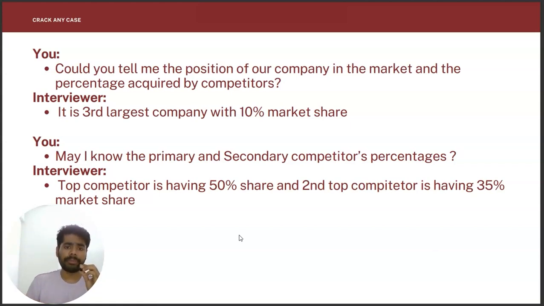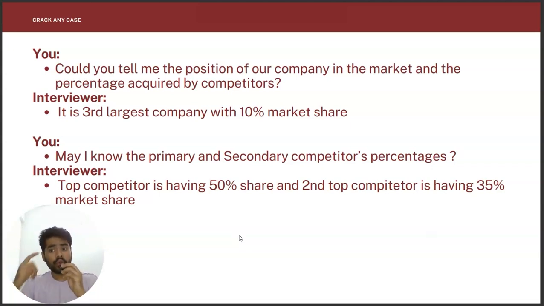So he will say the top competitor is having 50% market share. He is the big shot. And the second top competitor is having 35% market share. He is also a big shot. Now, by saying this, immediately the thing that you are going to think is how to acquire, how to snatch some percentage of market share from them. You should include that in your conclusion. This makes the interviewer think that you are having a proper business mindset.